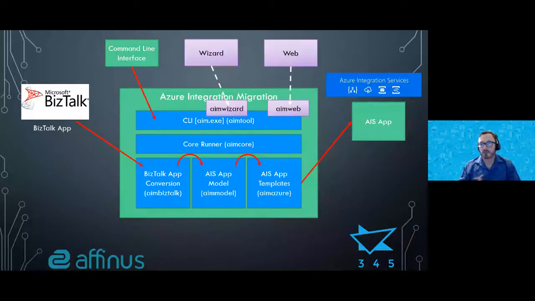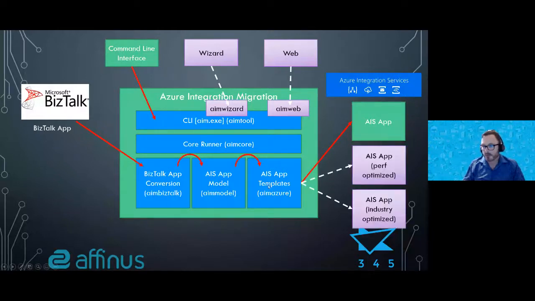Now, this really is just looking at some of the future extensibility that we might want to do. So let's say you wanted to make a wizard. You could create a library called AIM Wizard, and that would run on top of the core runner instead of AIM Tool. Or if you wanted to do a web interface, you could make your own packages to deliver that as a different form factor.